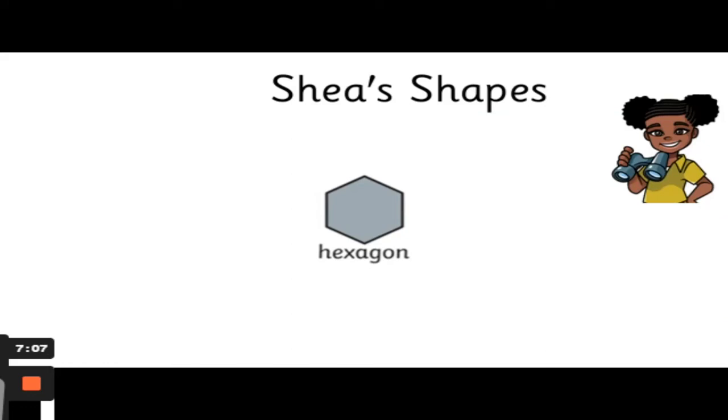Well done, it's a hexagon. Hex at the start of the word sounds a bit like 6. That might help you sometimes. So it's a hexagon. Say that word to yourself now and have a look at the shape.